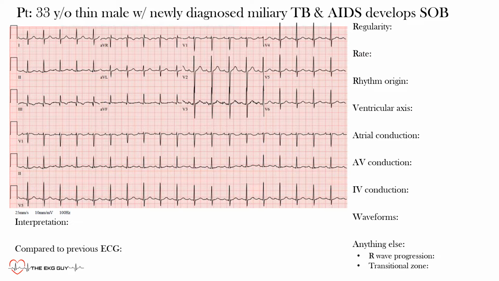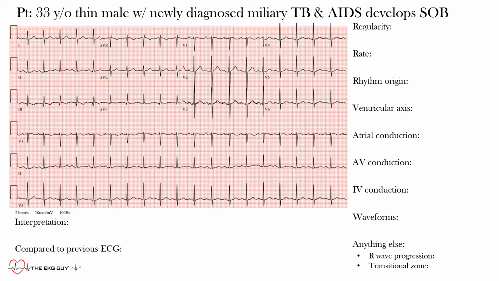Next, we have the heart rate, in which we simply want to determine the rate of the rhythm. Then we have the rhythm origin, that is, where's the rhythm actually coming from within the heart? Then we have to determine the ventricular or QRS axis, which could help us with our differential diagnosis. Then there's the atrioventricular and intraventricular conduction, looking at if conduction is normal or abnormal in any area of the heart. Then we have the waveforms, which would include all the waves, the segments and intervals, and lastly, anything else, meaning is there anything else that we've missed or need to mention?